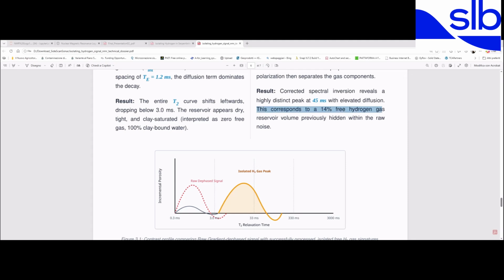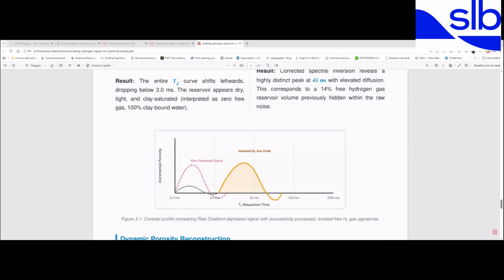It's incredible. You have not just free gas, but 14% of gas hydrogen in the reservoir, and you are not considering the possibility of Fayalite contribution. So it is hidden within the raw noise.